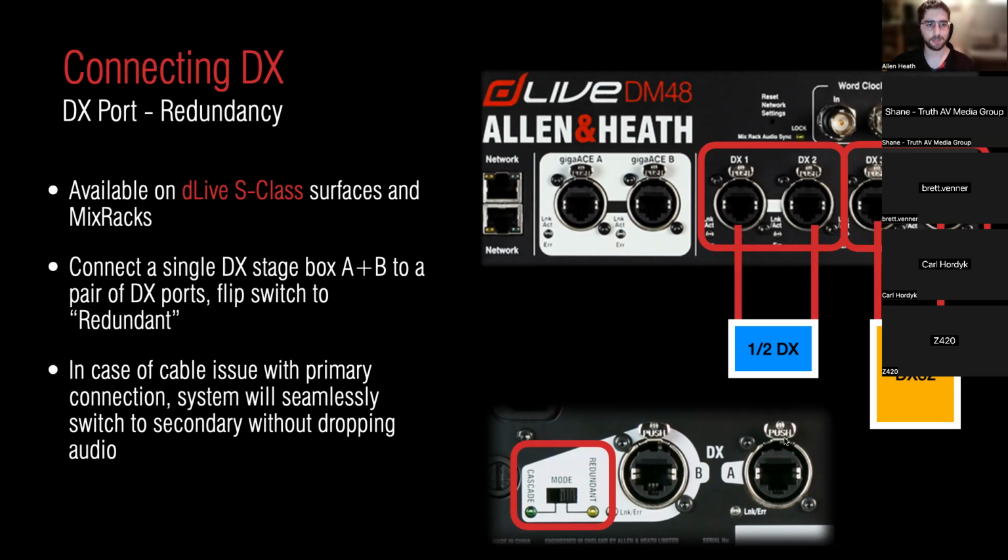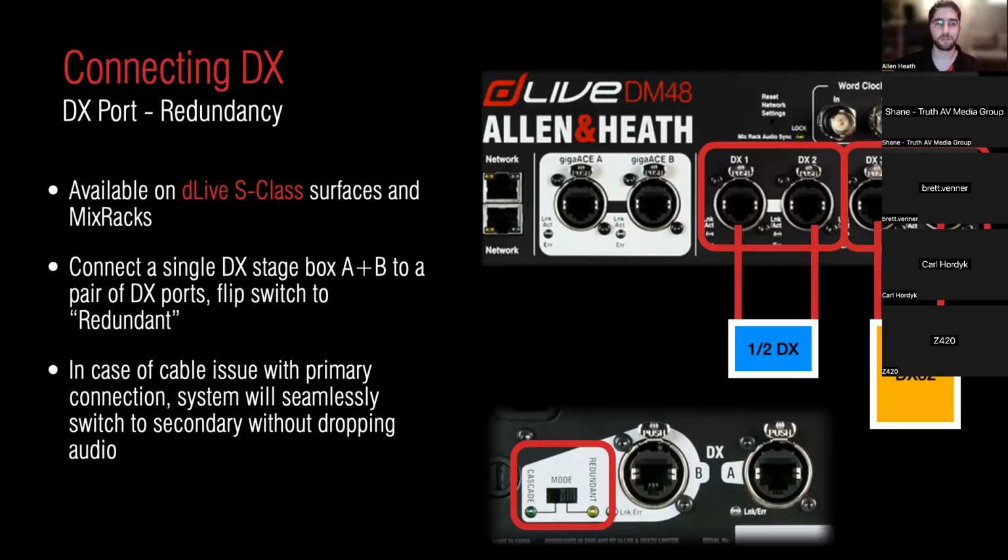And so that means that you can connect a single stage box with two separate connections, because each DX stage box has both an A and a B port. And when you're daisy chaining them, you'll go from the DX port to the A, and then the B to the A of the next stage box. But when you're using it in redundant mode, you're going from DX1 to the A port and DX2 to the B port. And basically how this works is if the A port, if there's like a rat chewing on your cable and the cable goes out, it will seamlessly switch over to the B connection, and you won't hear any stopping in the audio.